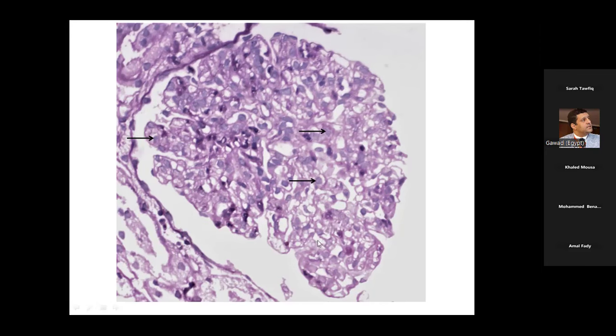Even the mesangium here. Do you know the term mesangiolysis? Yes. Mesangiolysis, it's one of the most difficult terms that I spent a lot of time just to imagine what this is. It's just ballooning. Everything is ballooned.